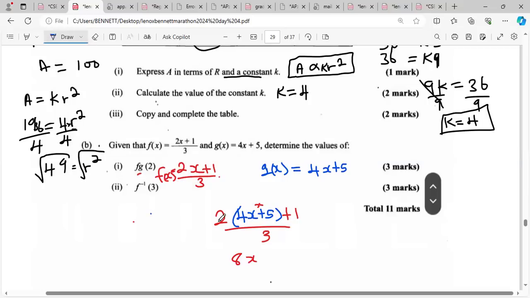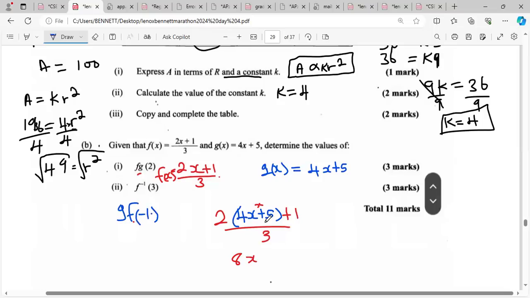What did you say a while ago, sir? I'm going to ask you guys to do gf of negative 1 just to see if you're getting the whole concept. So you guys can do that one.